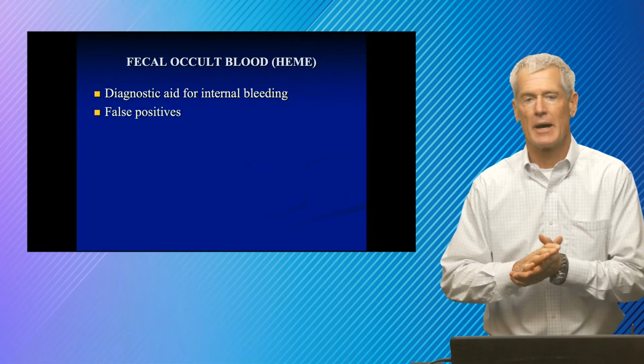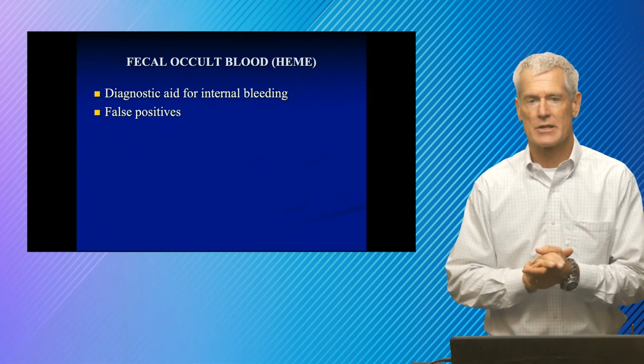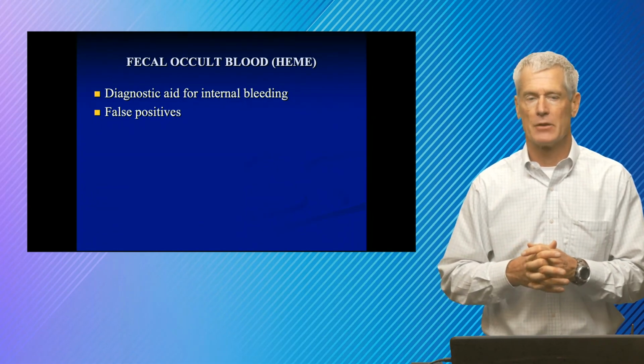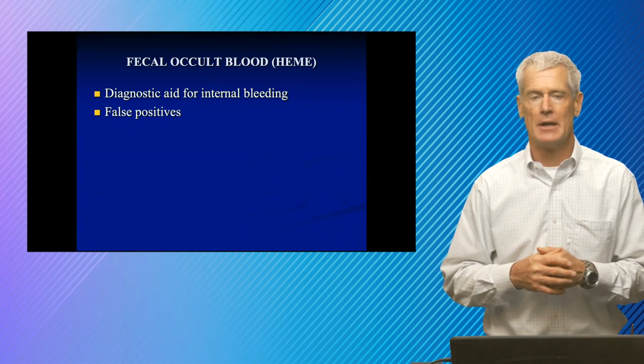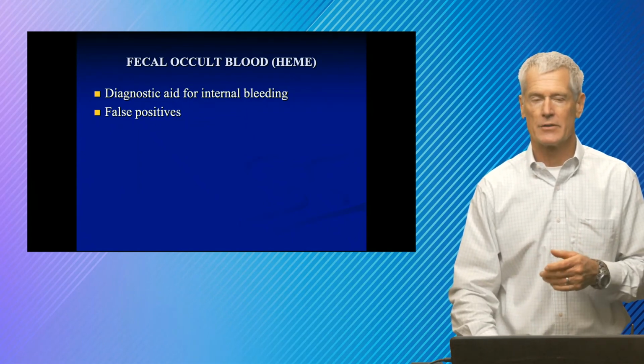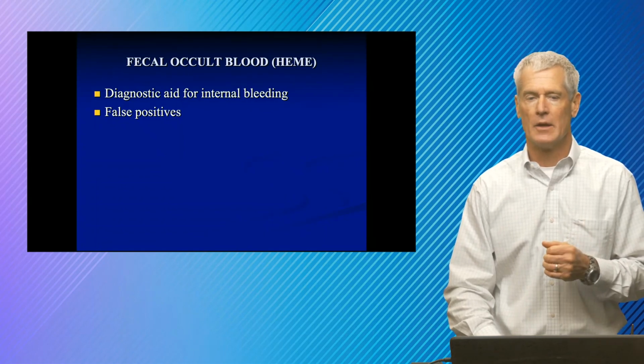Historically, they were done by a guaiac. It was an oxidation, it was a redox reaction, and it was subject to false positives. And so special diets, you couldn't eat meat, you couldn't eat specific vegetables because they could cause false positives, and vitamin C caused false negatives. So there's problems with the initial test.